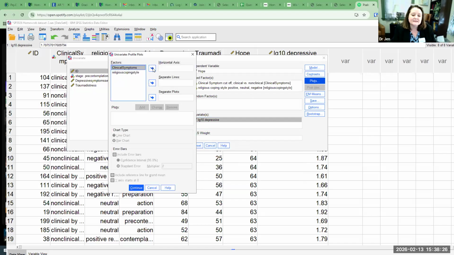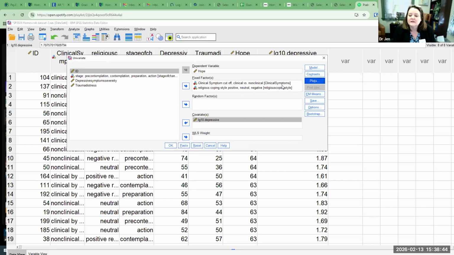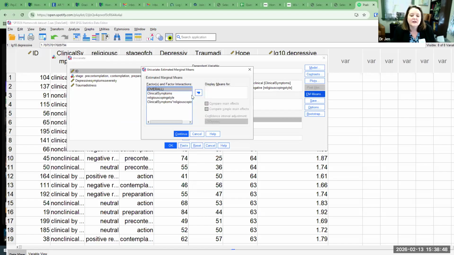I like to do plots, and my way as a professor is actually doing both ways. So you can see clinical symptoms by religious coping or religious coping by clinical symptoms. That way I can kind of look at it both directions and see what the picture looks like on the plot there. Post-hoc is blacked out and that's okay. We're going to get the EM means. For EM means, you just send red rover everybody over.